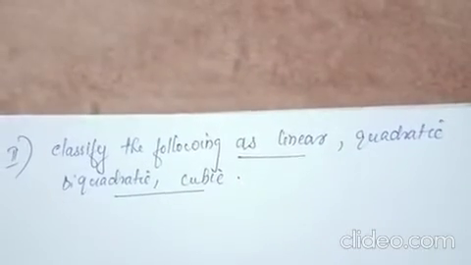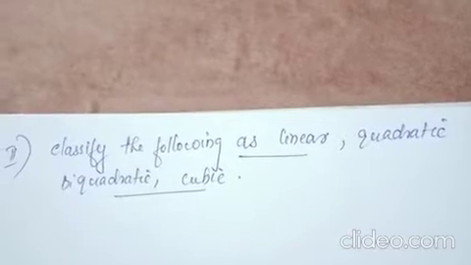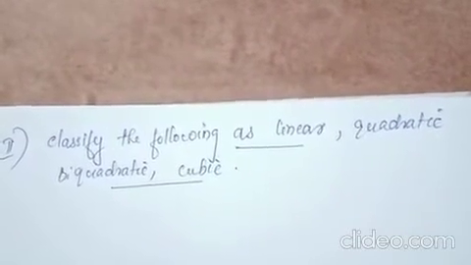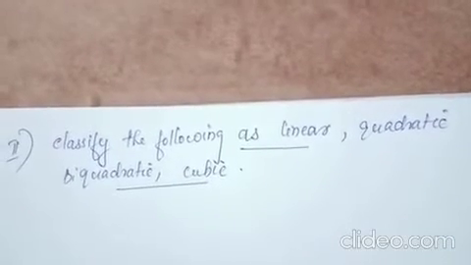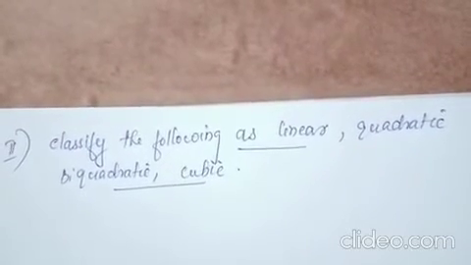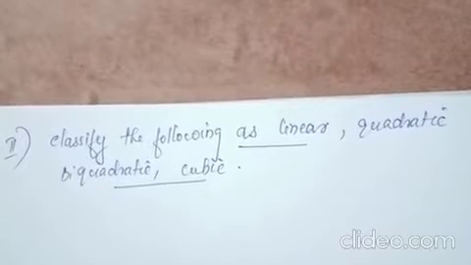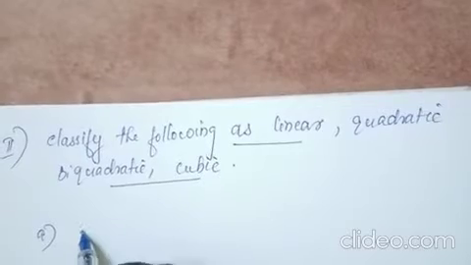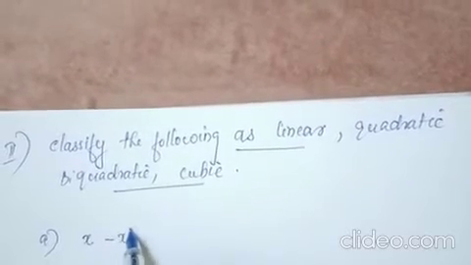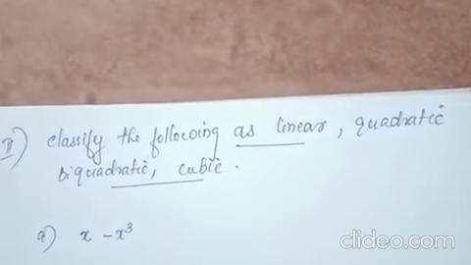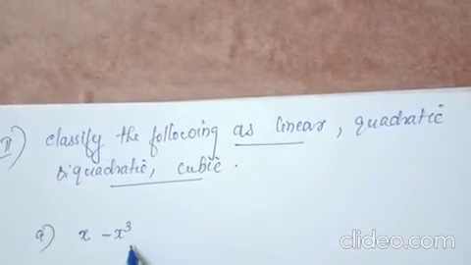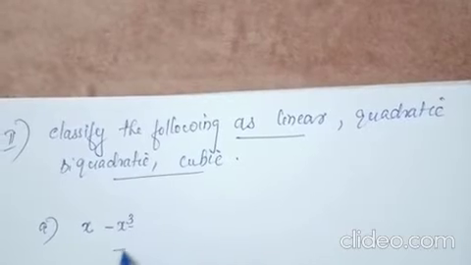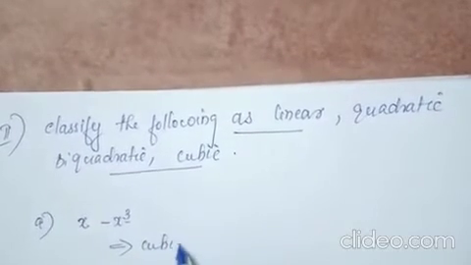The next one is classify the following as linear, quadratic, biquadratic, cubic. So we have to classify the following polynomials and find out which is linear, which is quadratic, which is cubic and which is biquadratic. The first one is x minus x cube. Look at the polynomial, the highest degree is 3 here, so it is a cubic polynomial. Understood?